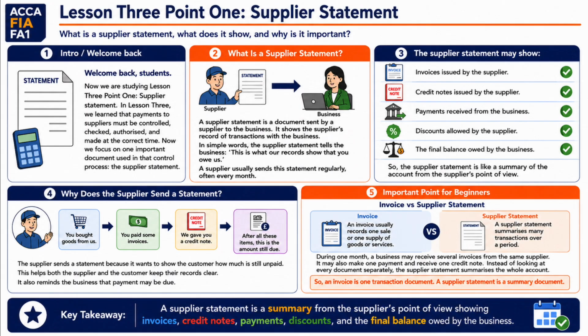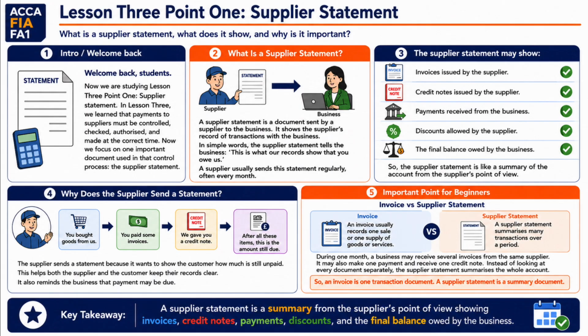A supplier statement is a document sent by a supplier to the business. It shows the supplier's record of transactions with the business. In simple words, the supplier statement tells the business, "This is what our records show that you owe us." A supplier usually sends this statement regularly, often every month.